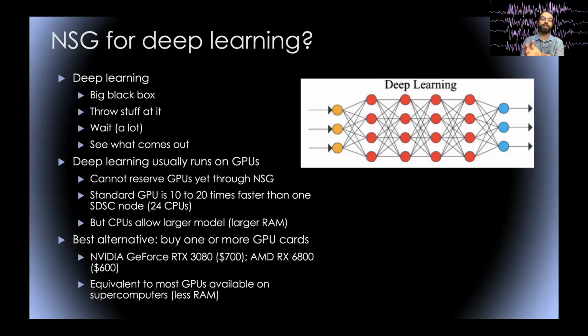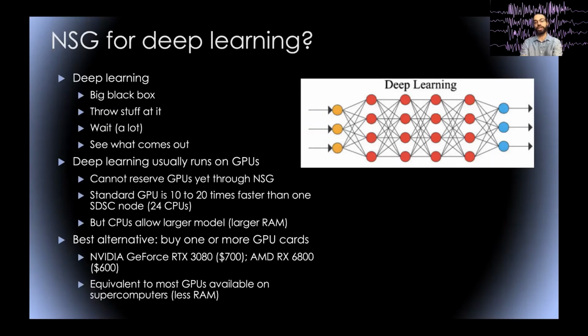So for example, one node on NSG will be about 10 times slower than a standard GPU. The advantage of using CPU when you do deep learning is you can have much more RAM allocated compared to GPUs. But because it's slower, and because of the limits, and you can't run for more than 48 hours, it doesn't really make sense. You really want to run your deep learning on GPUs.